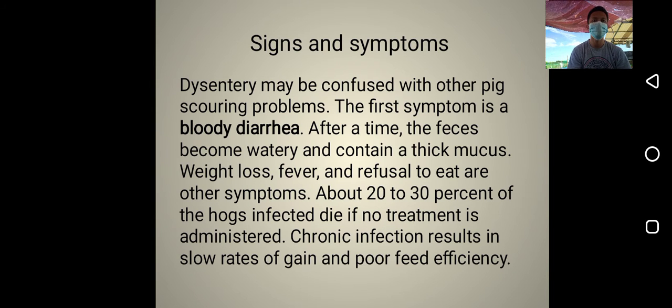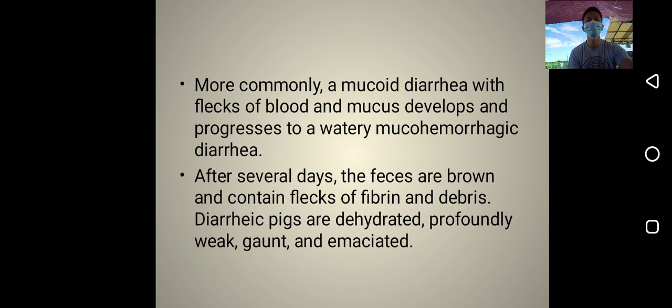Signs and symptoms. Dysentery may be confused with other pig scouring problems. The first symptom is a bloody diarrhea. After a time, the feces become watery and contain thick mucus. Weight loss, fever, and refusal to eat are other symptoms. About 20 to 30% of the hogs infected die even if treatment is administered. Chronic infection results in slow rates of gain and poor feed efficiency.